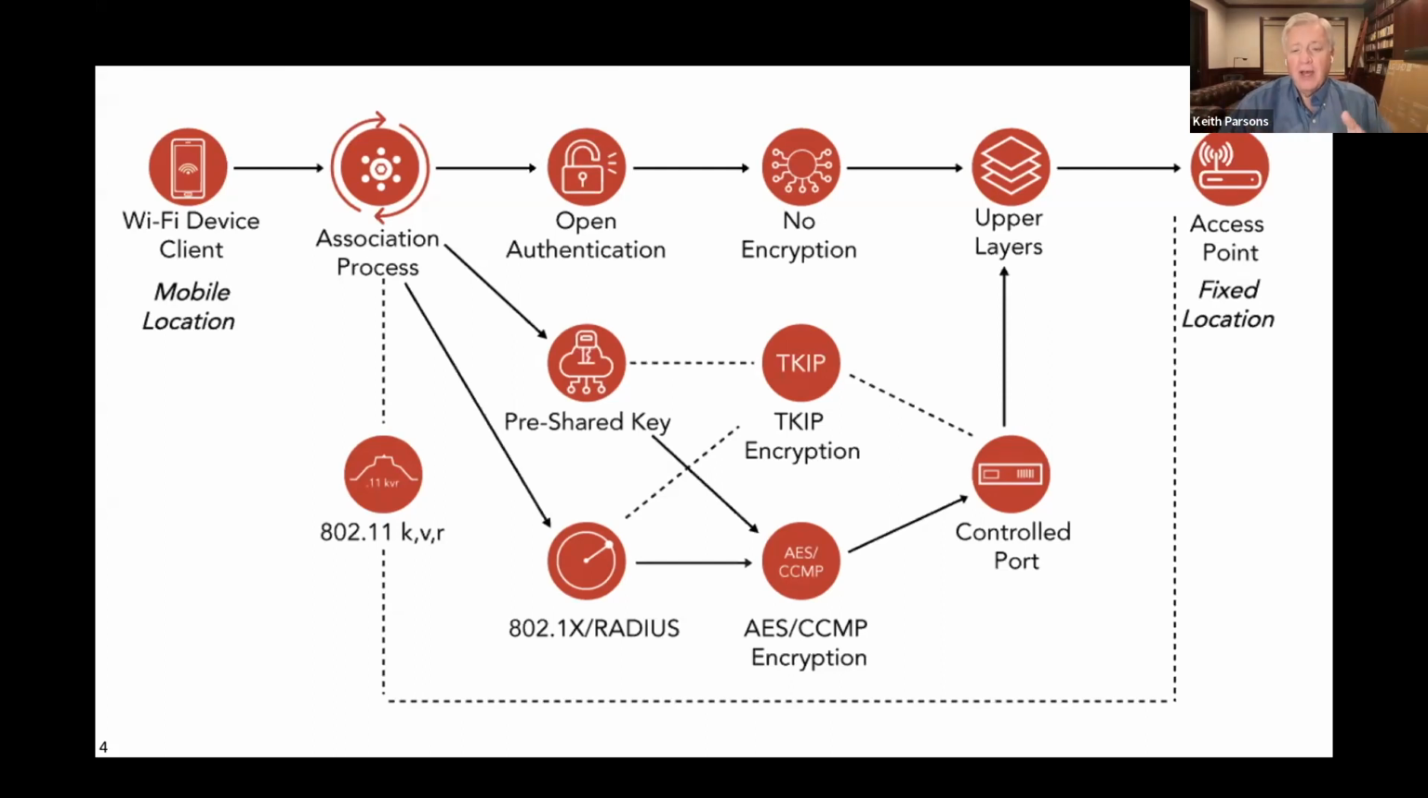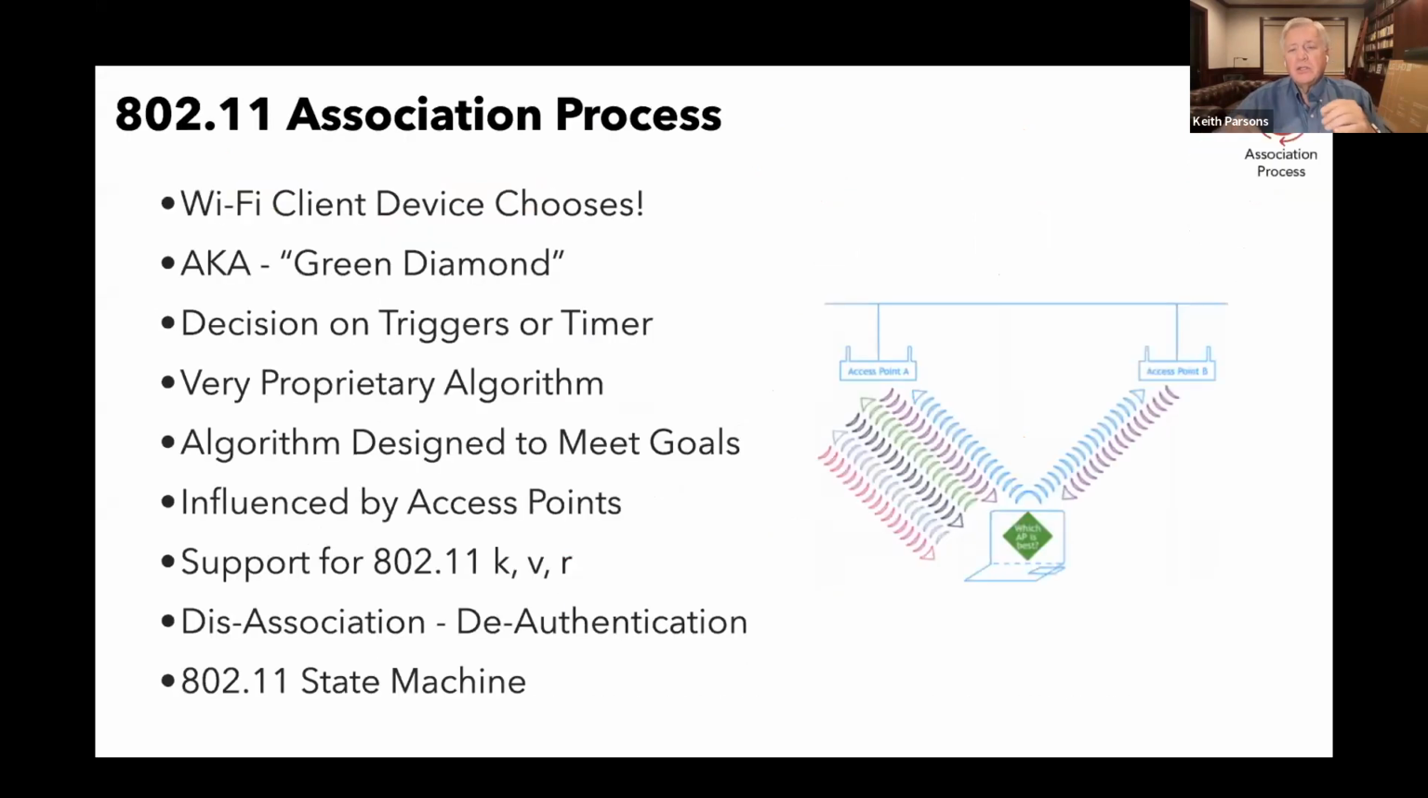Let's try to simplify it a little bit and look at just what I've called for the last 20 years the green diamond. It's the decision that takes place at the client. It doesn't take place at the AP, though APs can give some hints and some help, but the client itself is making all the decisions. It's very proprietary. I'm not going to go into the details of this. I just wanted to do this as a review before we got into looking at the data.